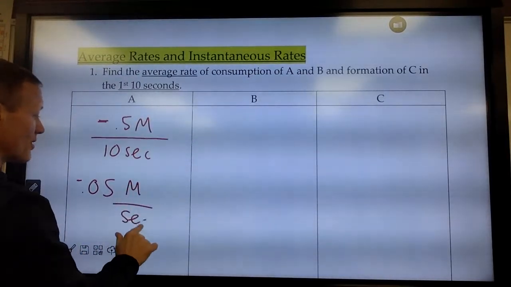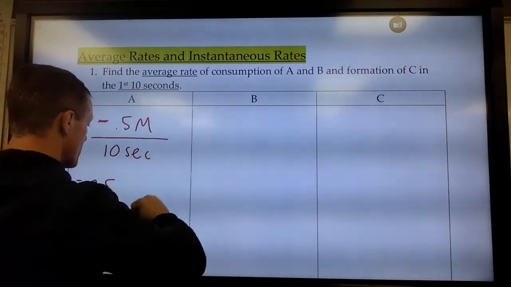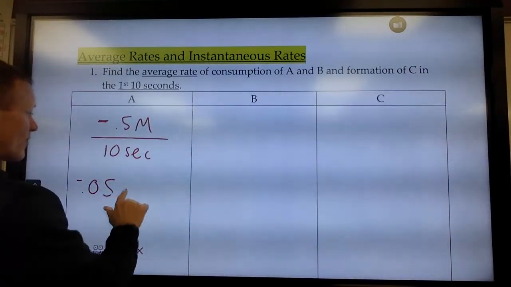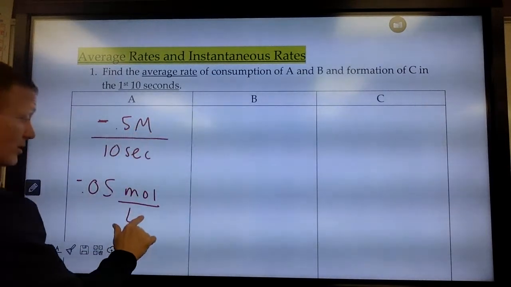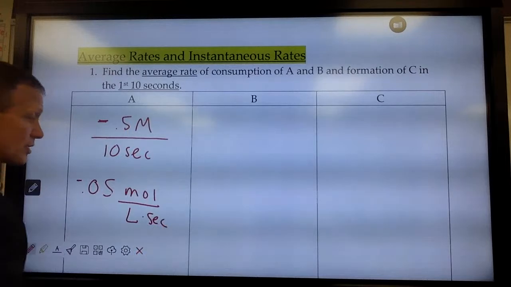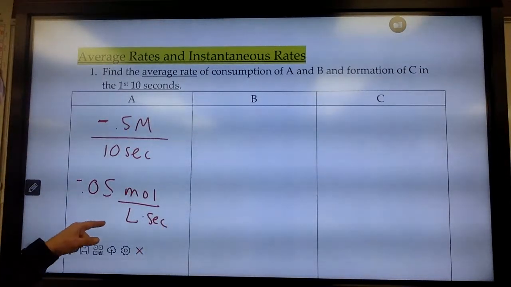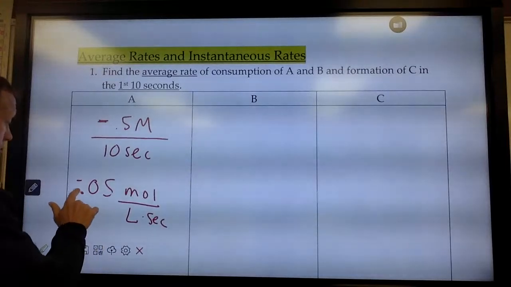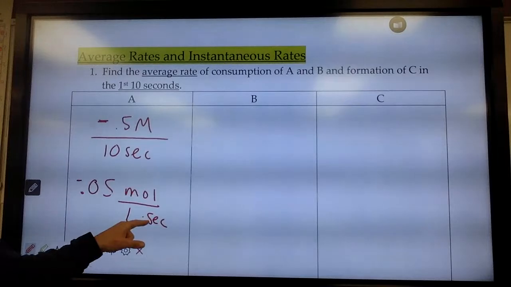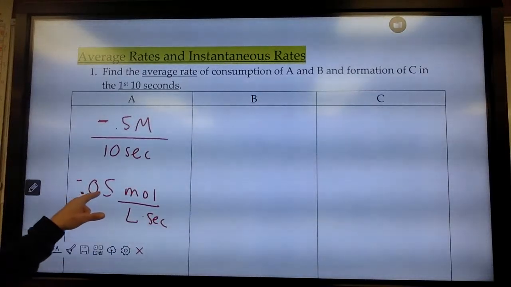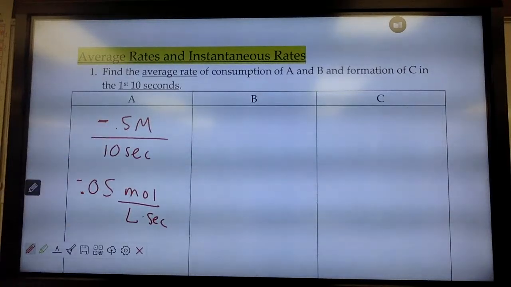Usually instead of writing molarity per second, we say that in the first 10 seconds, A was going down by 0.05 moles per liter per second. So on average, each second, the molarity was decreasing by 0.05. Over the course of 10 seconds, it went down by 0.5.